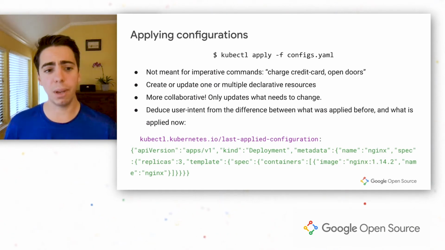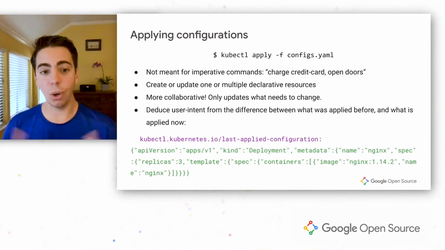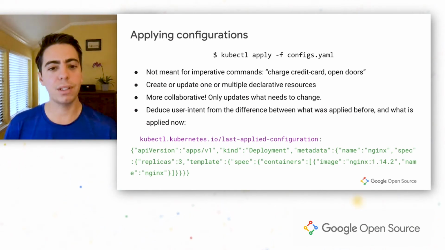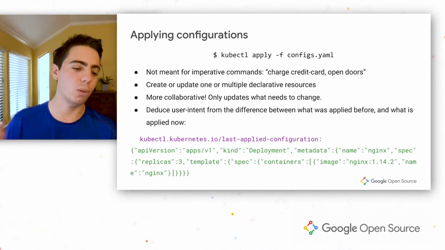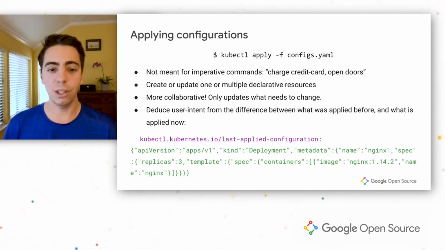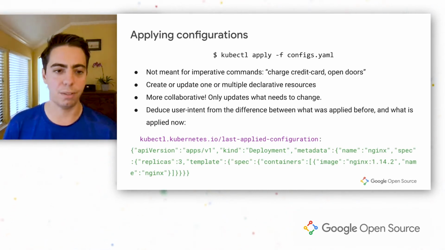This is obviously not meant at all for imperative commands, like you can't apply a charge credit card or open this door. Though if you wanted to do open doors, you could rephrase this and say door open, and that would be either true or false, and this would automatically become declarative.